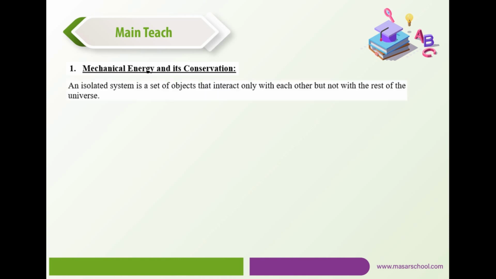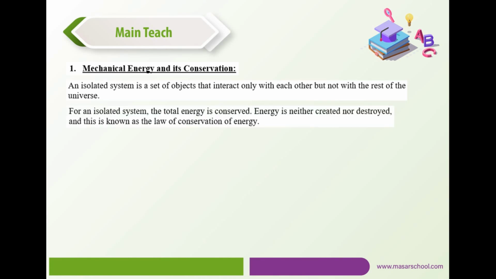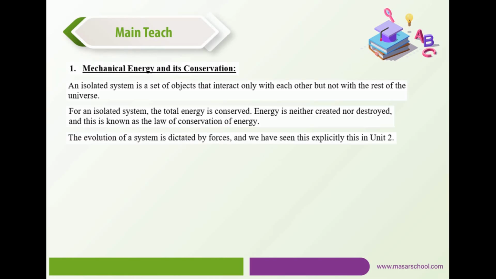An isolated system is a set of objects that interact only with each other but not with the rest of the universe. For an isolated system, the total energy is conserved. Energy is neither created nor destroyed, and this is known as the law of conservation of energy.